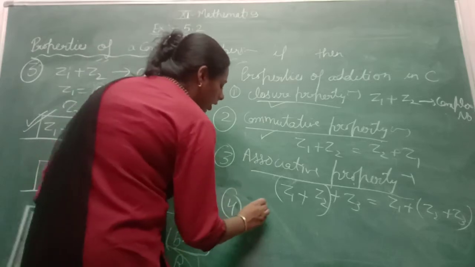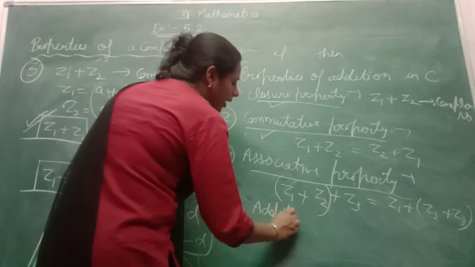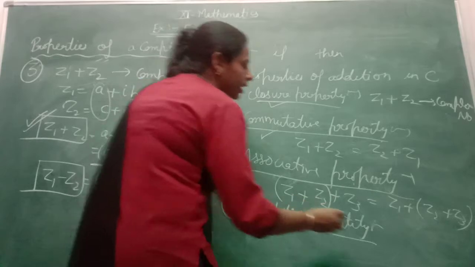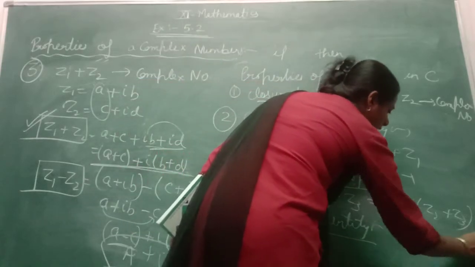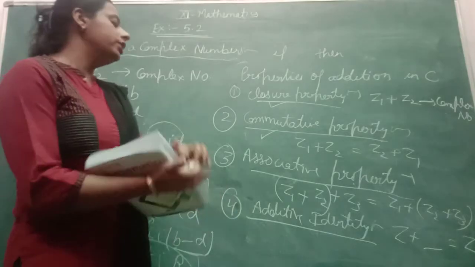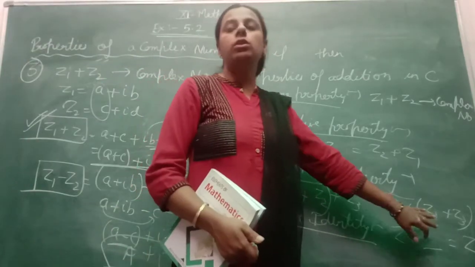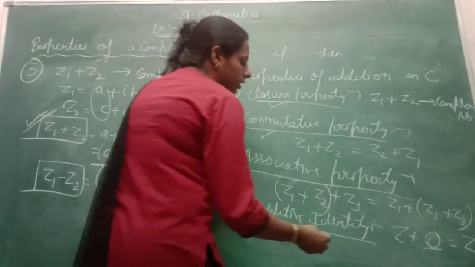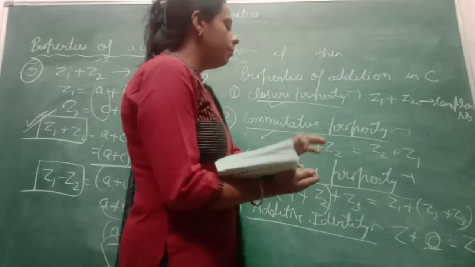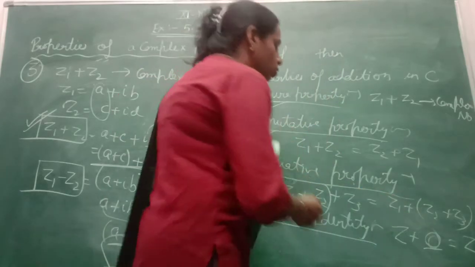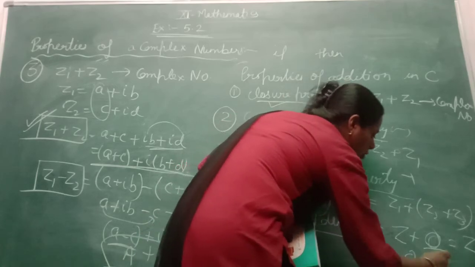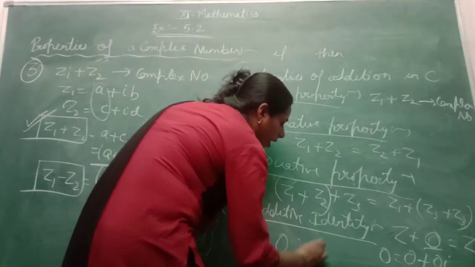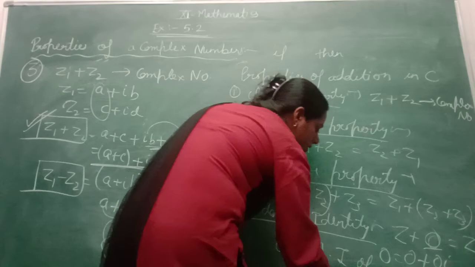Fourth property is the additive identity. What is the additive identity? What we should add to a number so that we get the same number as the answer. In the same way, what should you add to the complex number so that you get the same answer? That is 0. Okay, 0 is the additive identity, but as we know that a complex number should be added to a complex number, you can write 0 as 0 plus 0i, that is also a complex number. So 0 is the additive identity of Z.